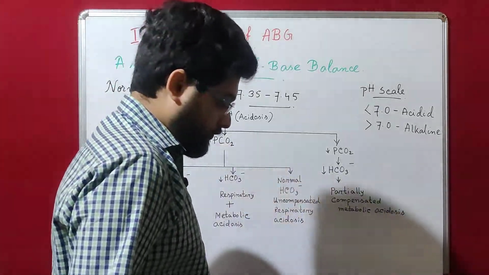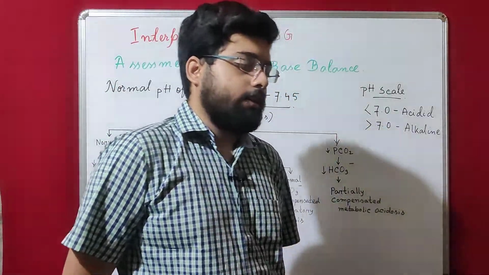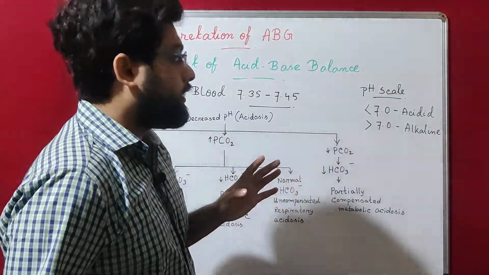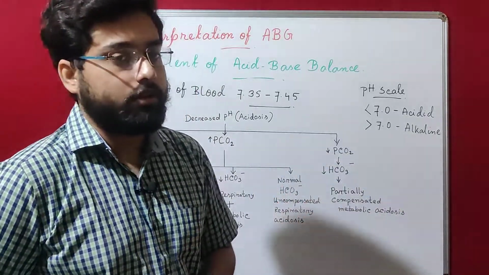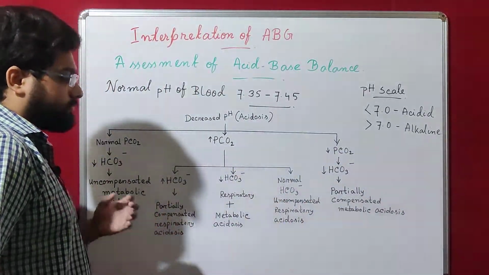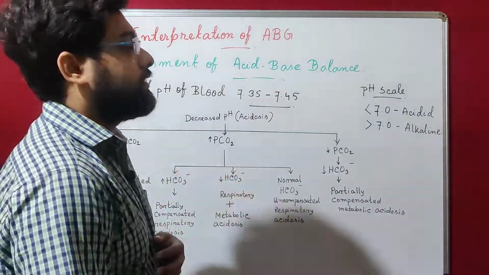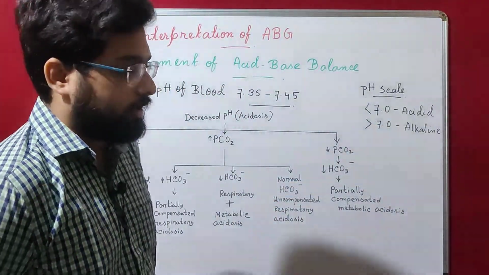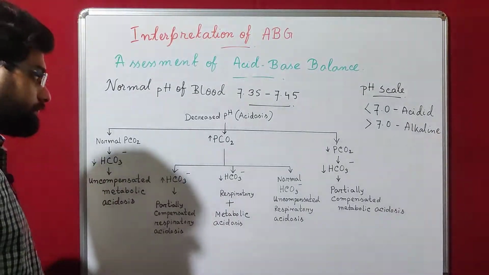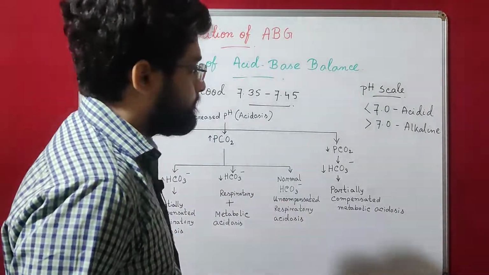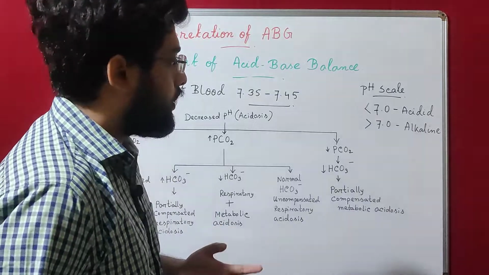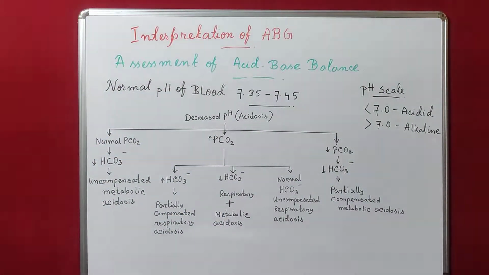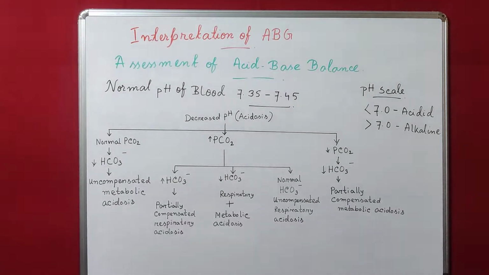Now, we all know that the acidity or alkalinity of any solution is represented as the pH of that solution. So for blood also, we will define it as acidic or alkaline through the pH of blood. So before that, what is pH?